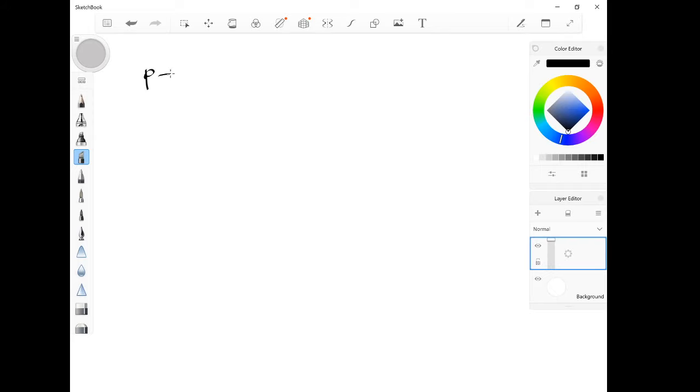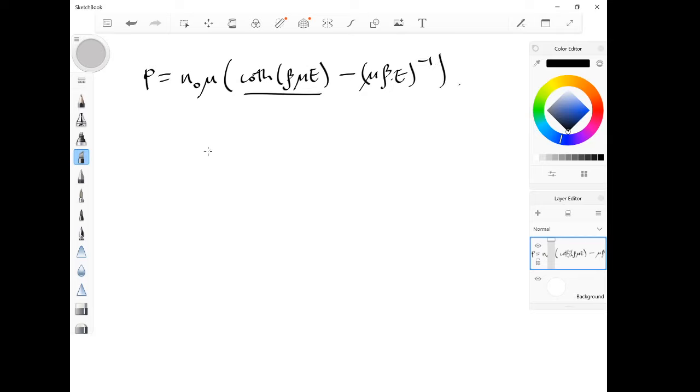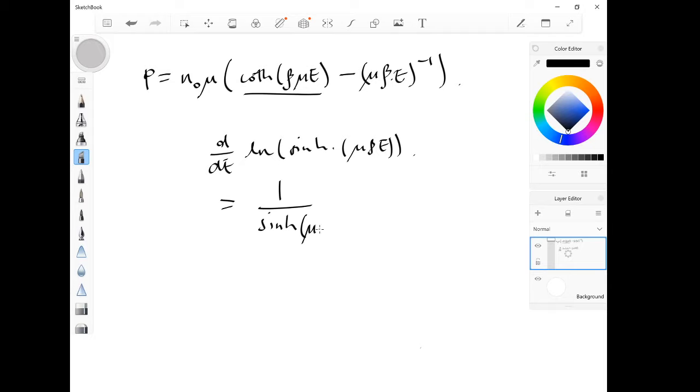So we have polarization is going to equal N naught mu outside of coth of beta mu E minus 1 on beta mu E. Coth comes from the fact that you are differentiating this expression, sinh of mu beta E, which you can then write as 1 on sinh mu beta E, and then d/dE of sinh mu beta E, which is a cosh, sorry, which gives you a coth.